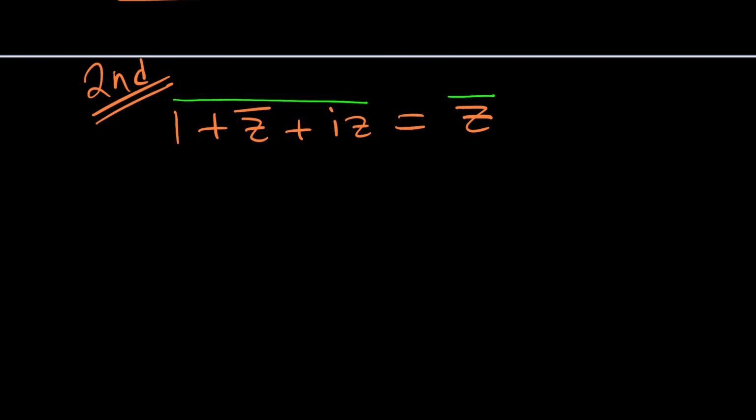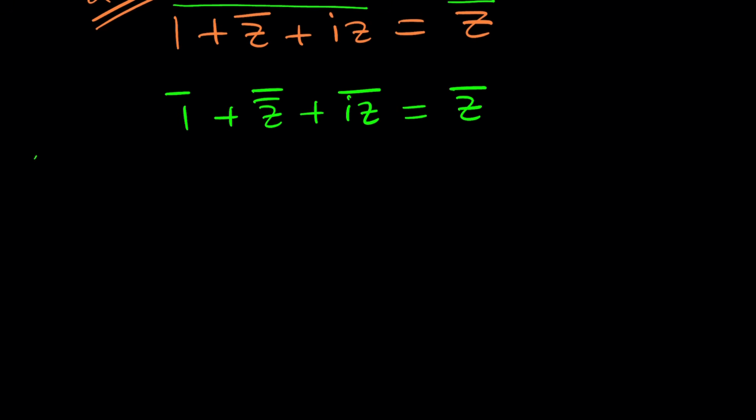Great. Now, let's go ahead and kind of expand on this, right? What does this mean? Well, first of all, we're going to have conjugate of 1, conjugate of z bar, and then conjugate of iz, and then equals z bar. Great. z bar, double bar, is going to give you z, and 1 is a real number. So if you think about a plus bi turning into a minus bi with the conjugacy, right? That's just conjugacy.